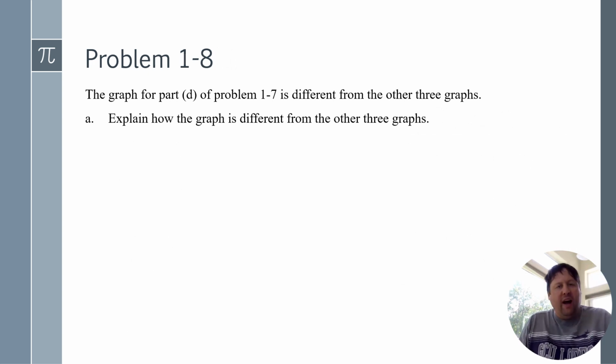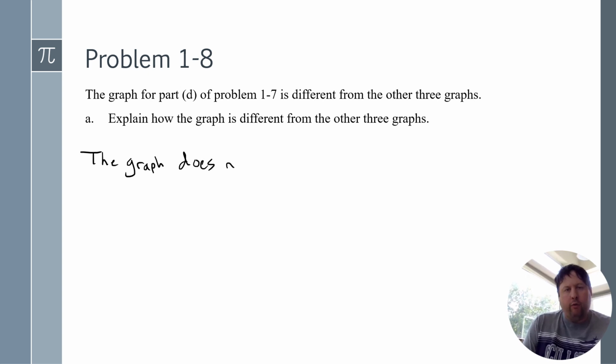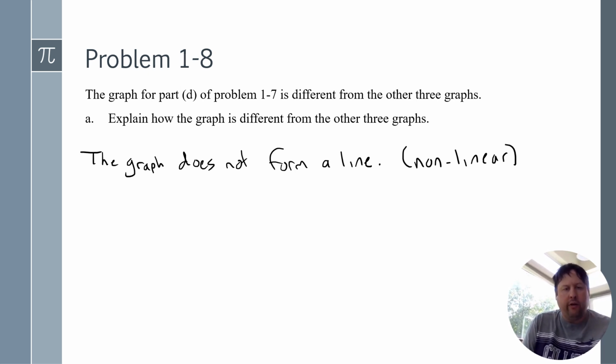1-8. The graph for part D of problem 7-1-7, the one we just got done graphing, is different from the other 3 graphs. So explain how the graph is different from the other 3. Well, the graph does not form a line. Graphs that do not form a line we call non-linear graphs. So the graph is non-linear.